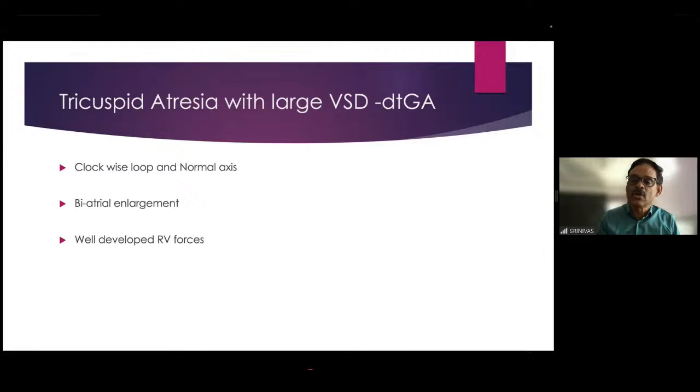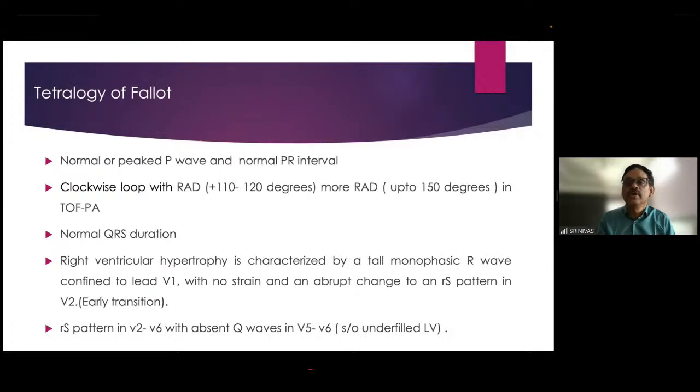So you don't get a counterclockwise loop and left axis deviation like you get in classical tricuspid atresia with PS, but you will get an inferior axis with clockwise loop and well-developed RV forces on ECG. Now we'll go to VSD-PS physiology. This is one group where ECG is very useful to differentiate similar lesions.